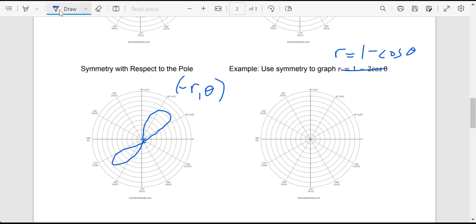That's going to help guide us in graphing this. So if I put 0 into this function, cosine 0 is 1, 1 minus 1 is 0. So 0, 0 is a point. That's not going to help us with symmetry right there. Let's do another one. Let's do pi over 6.